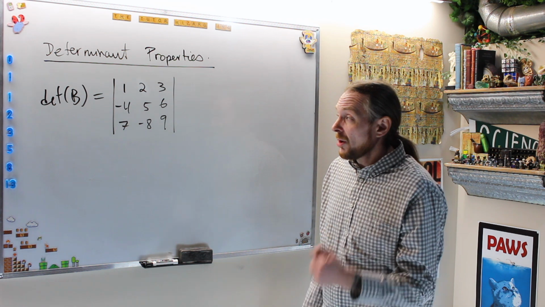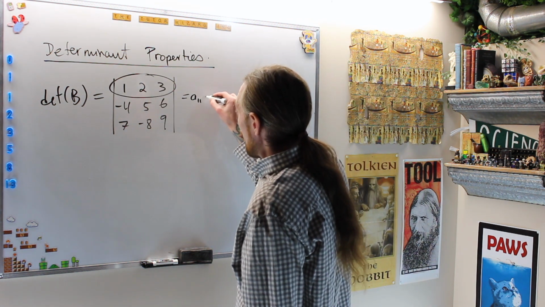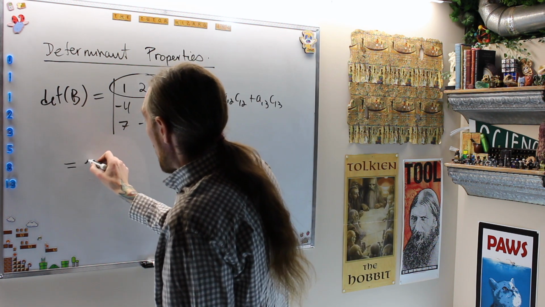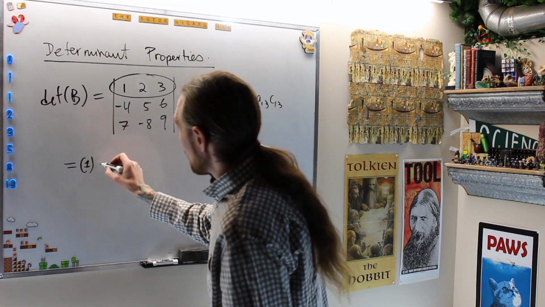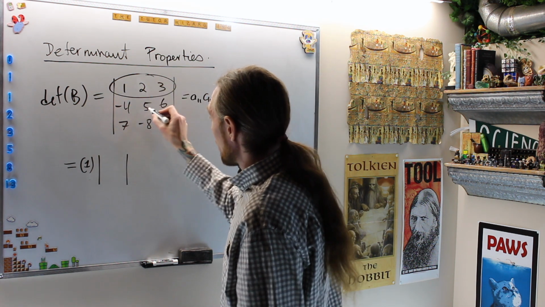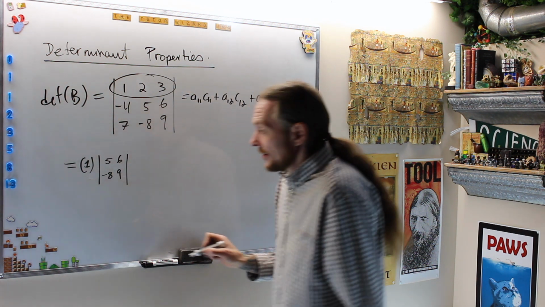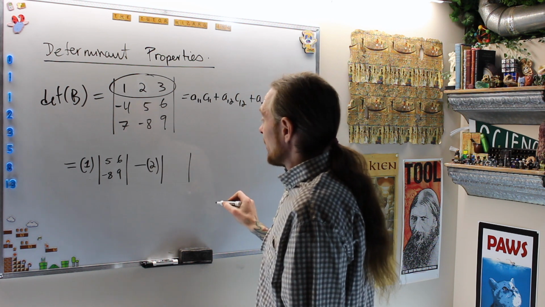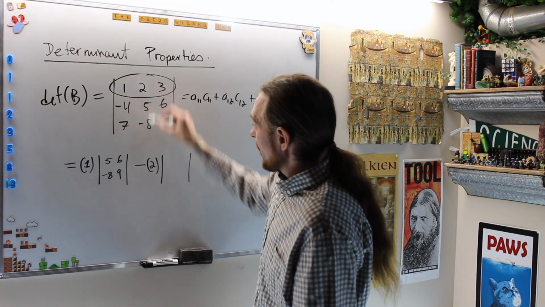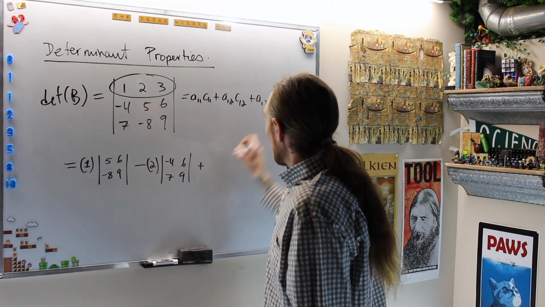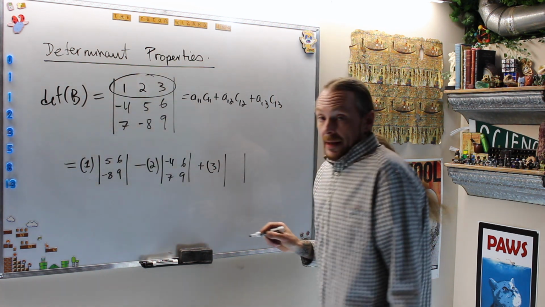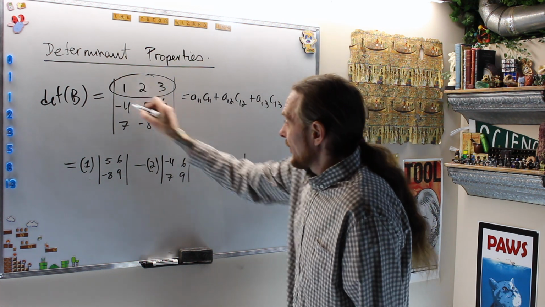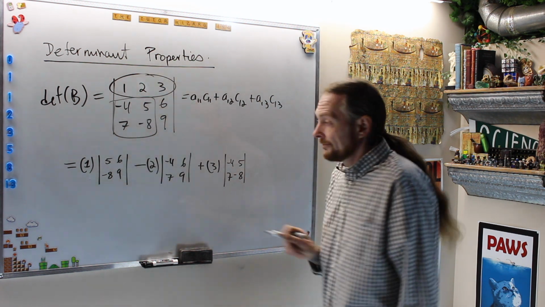Let's cofactor expand along the first row. The determinant of B is B11 C11 plus B12 C12 plus B13 C13. This is equal to 1 times C11, which is equal to M11, the determinant obtained by blocking off row 1 and column 1, which is 5, 6, negative 8, 9, minus 2 times M12, with the minus for the cofactor, blocking off row 1 and column 2, so negative 4, 6, 7, 9, and then plus 3 times C13, which is equal to M13, obtained by blocking off row 1 and column 3, so negative 4, 5, 7, negative 8.